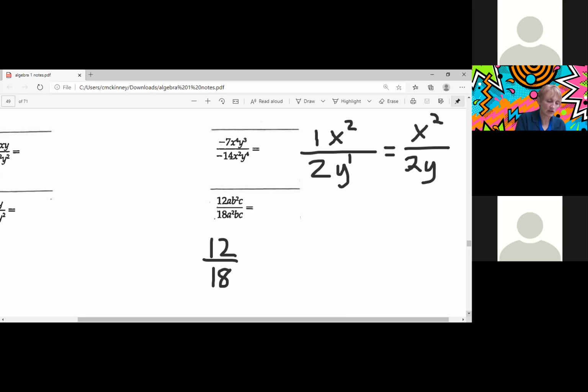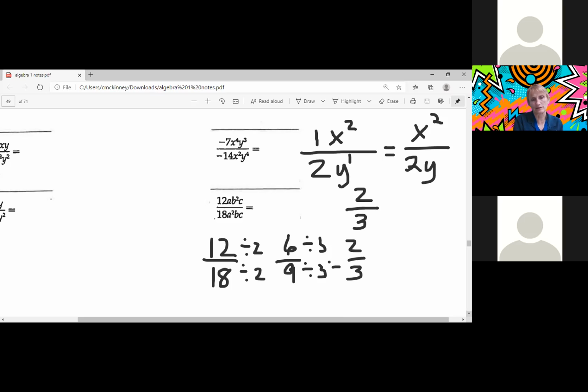So maybe I just think, well, they're both even. So divide them both by 2, then that would be 6 over 9. And then maybe I go, oh, 3 still goes into both of those. And I divide them both by 3 to get 2 over 3. Or you just divide by 6 to start with, and this is 2 over 3, because 12 divided by 6 is 2, 18 divided by 6 is 3. So this may be something you need scrap paper for, or it may be something you just do very naturally in your head.